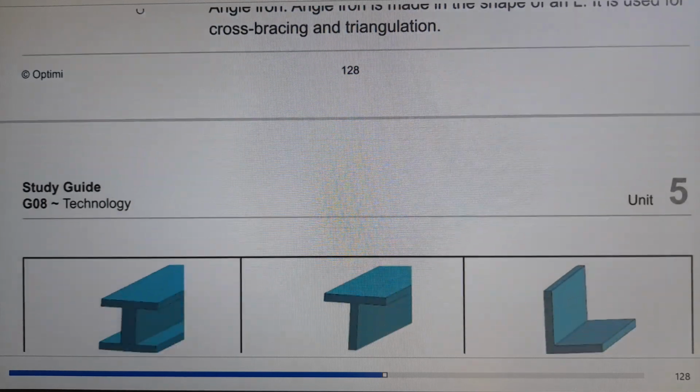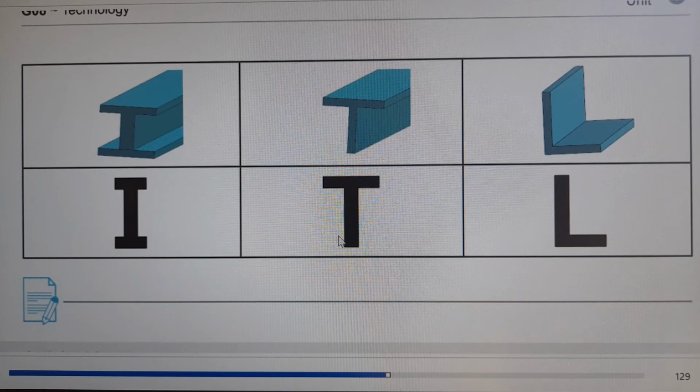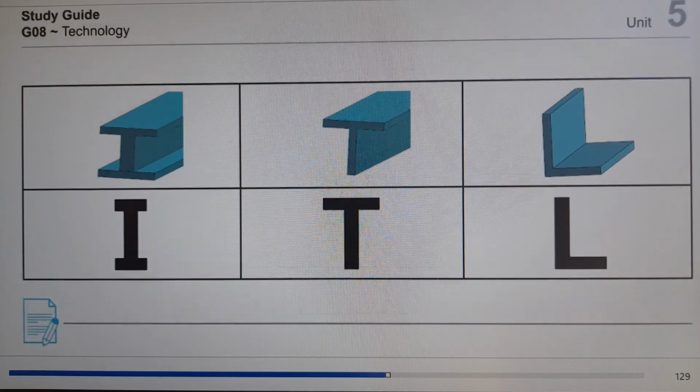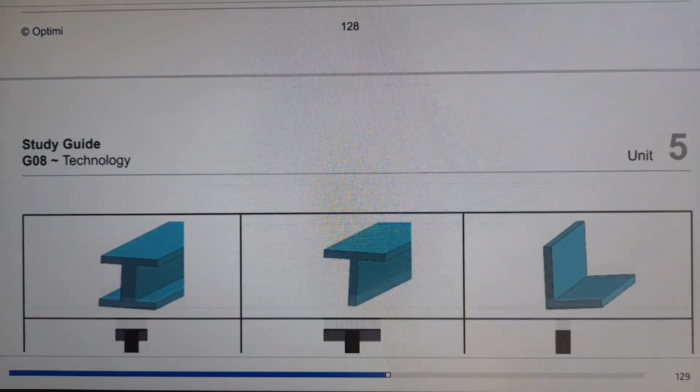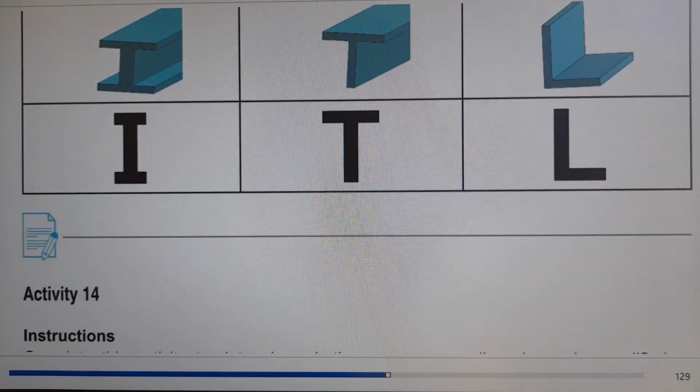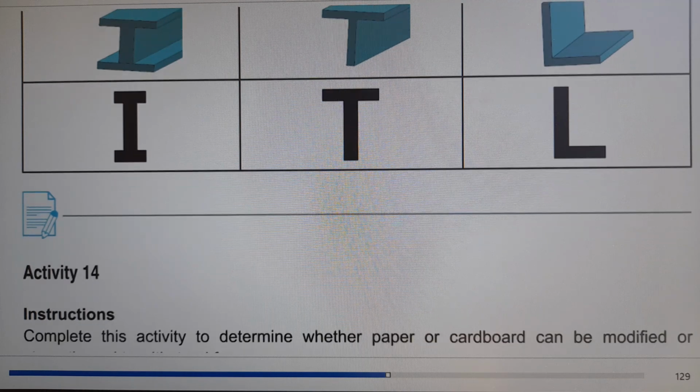Okay, let's see these metal profiles. So you see here, this is your I-beam, this is your T-beam, this is your angle, what do they call it? It's the angle iron, okay? It's the L shape. So these are the three adapting materials, okay? Do we follow? Okay.